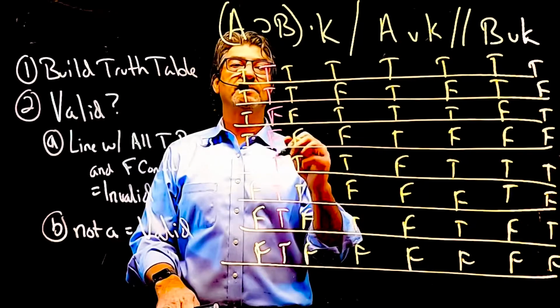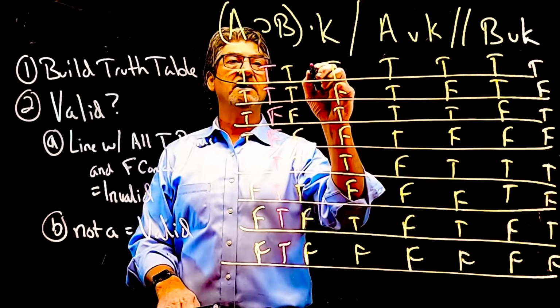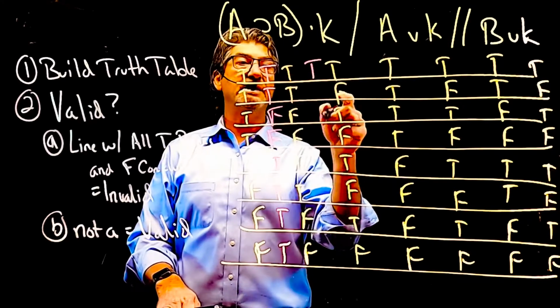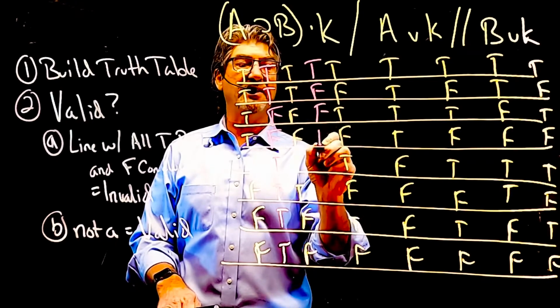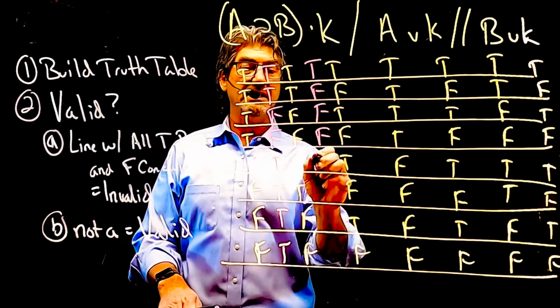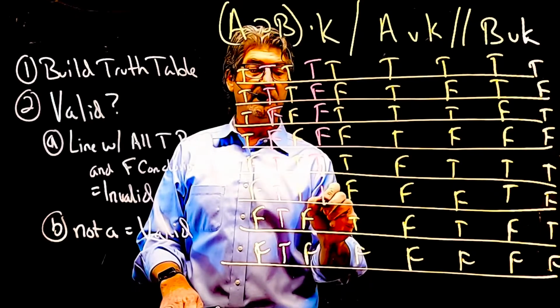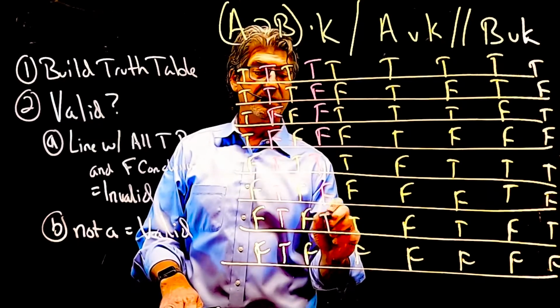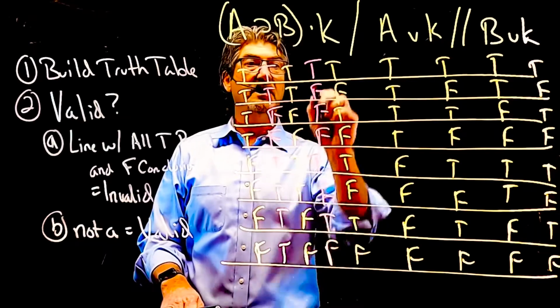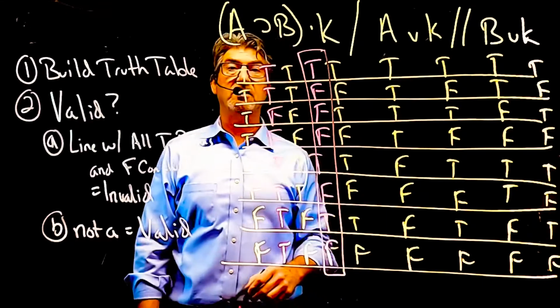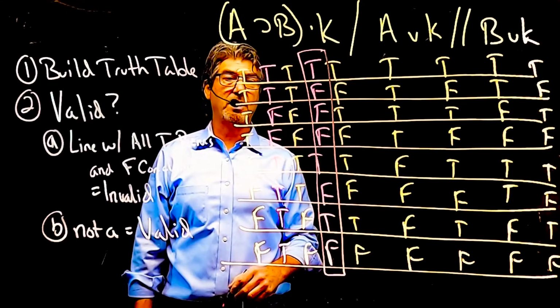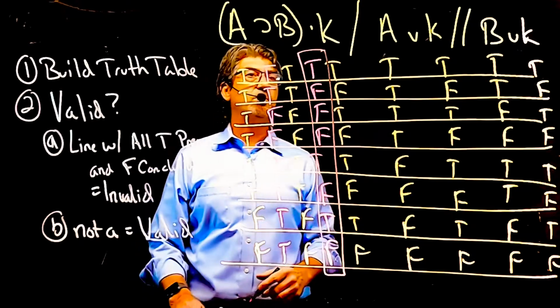Now the dot. I've got T dot T is T. T dot F is F. F dot anything is F. F dot anything is F. T dot T, T. T dot F, F. T dot T, T. T dot F, F. So there's the set of truth values underneath the main operator of the first premise. Now let's go to the next premise.